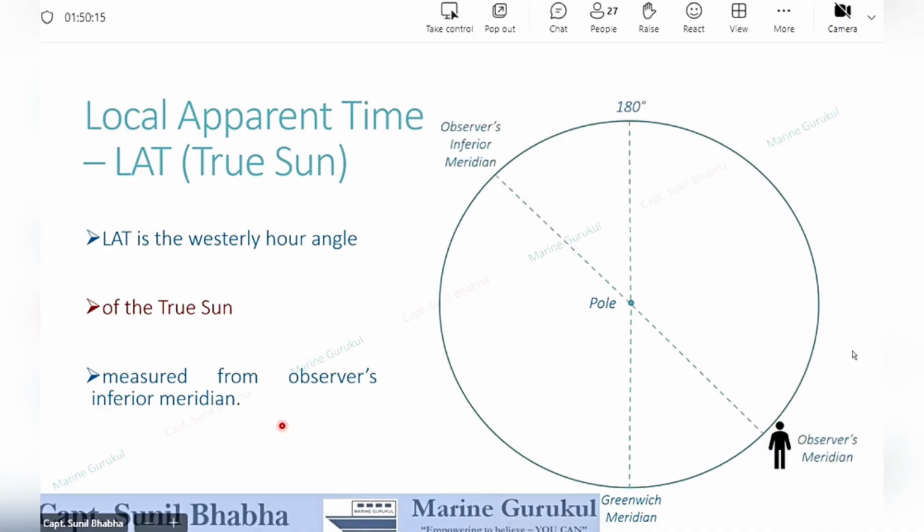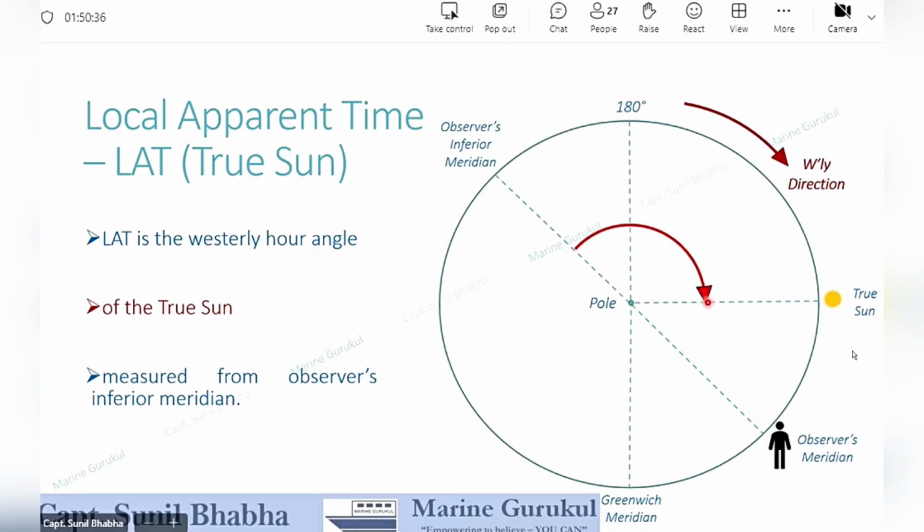You see the Greenwich meridian, inferior meridian, observer, and observer's inferior meridian all coming up. Now let's assume we have the true sun at this particular location. So we have the meridian of the true sun also. Now westerly direction is the clockwise direction.